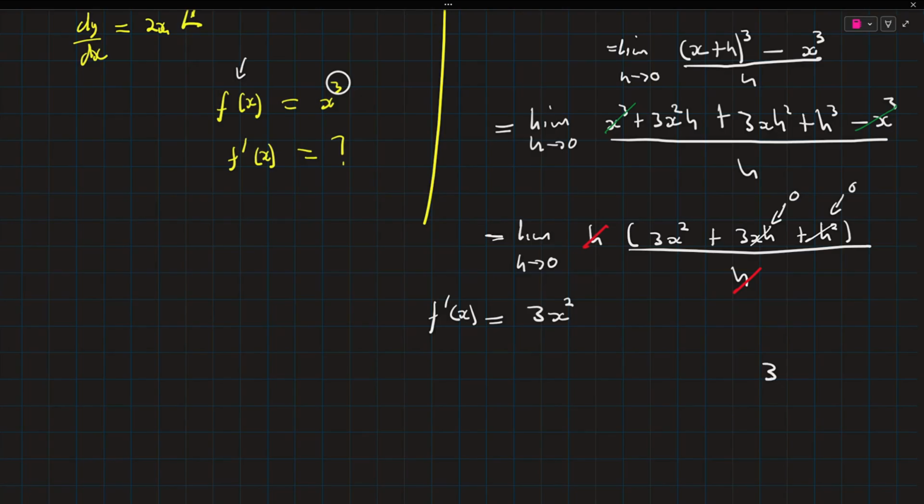Now, remember, we have 3x and our h is 0. It's like 3 times x, it's 3x. 3x times 0, it's 0. You get it, good. So look carefully.